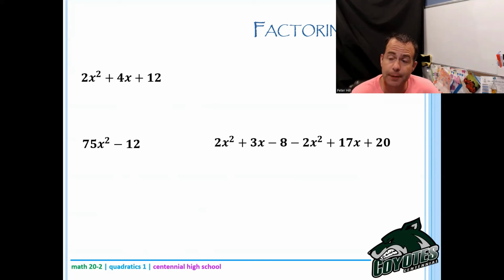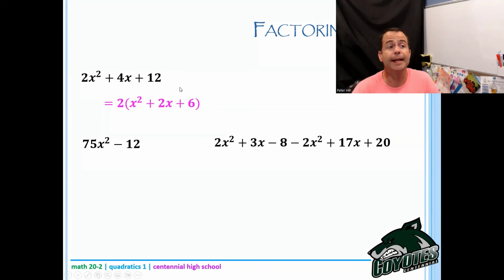Remember, first step is always the greatest common factor. So the very first thing I want to do is take out that 2. 2 is common to all of them. So I take out the 2 and I'm left with x squared plus 2x plus 6. Now I want to look at this and say, okay, can I keep going? The whole purpose of factoring is to completely factor. So you want to ask yourself, is there more to do? You keep going until there is no more to do.